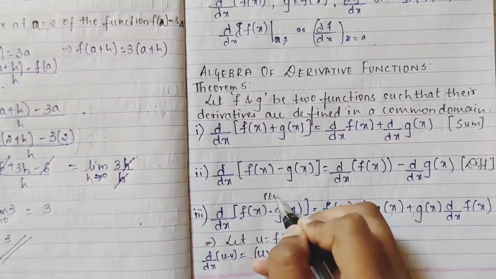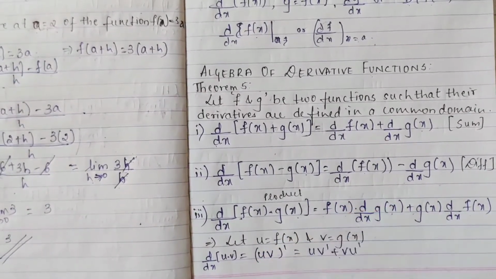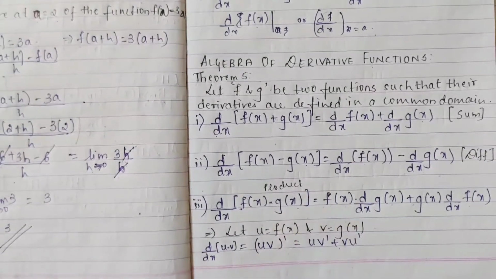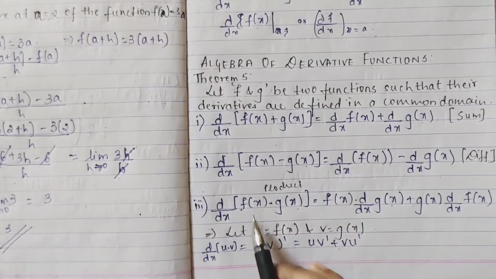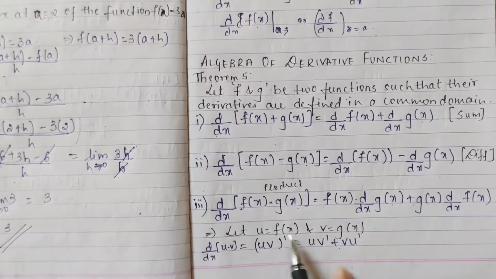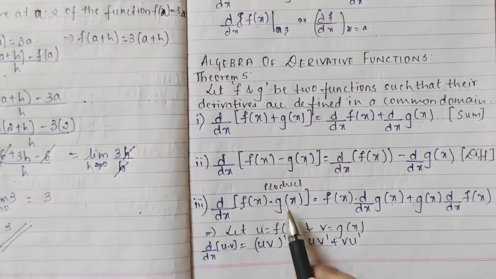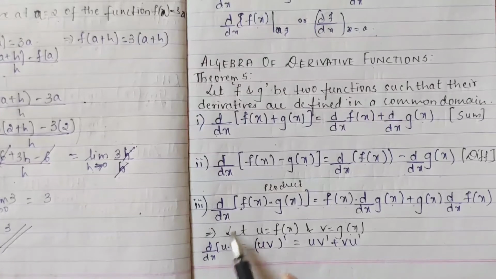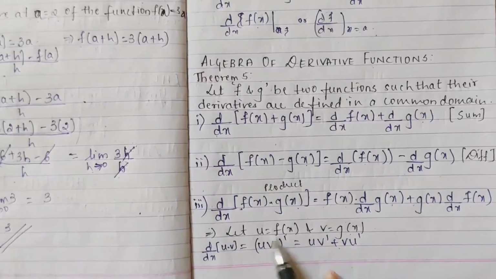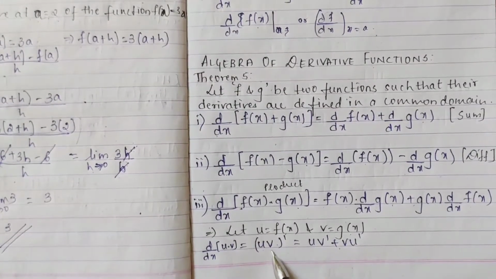Don't forget it for product. You have done this all now in your differentiation problems, right? If you don't remember, you can take it in terms of uv, meaning your u is f of x, v is g of x. So d by dx of uv, or uv whole dash, means derivative of uv.